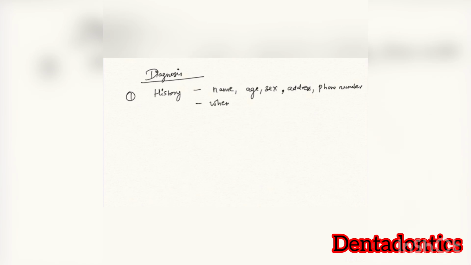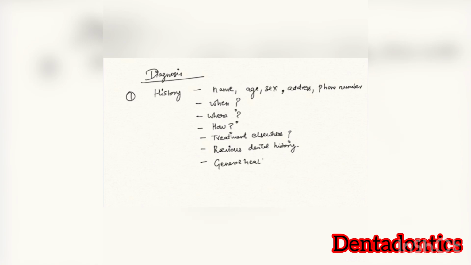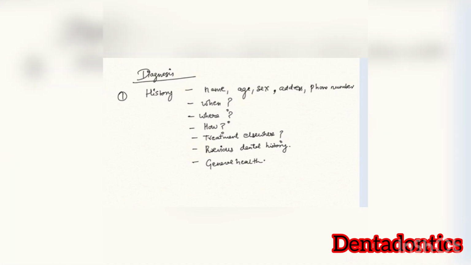Then the second thing is when the injury occurred, the time period. Then where did the injury occur? Because it is important for the tetanus prophylaxis. Then how did the injury occur? The impact of the force is also important. And then whether the patient has taken any treatment elsewhere or the primary treatment, it should be mentioned. Then history of the previous dental injuries is very important, whether the patient was prone to the injury. Then the general health of the patient, because the general health also impacts the oral health.